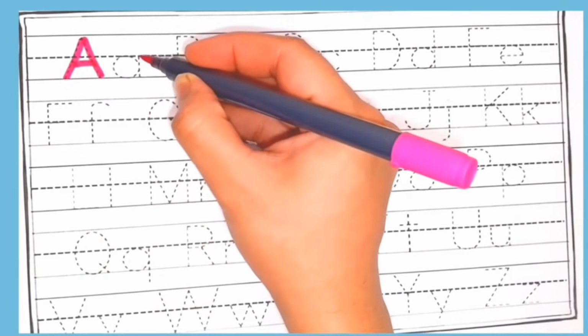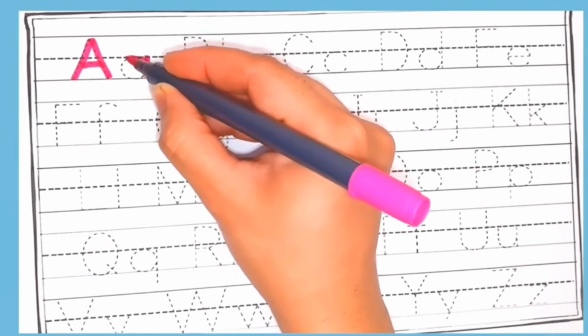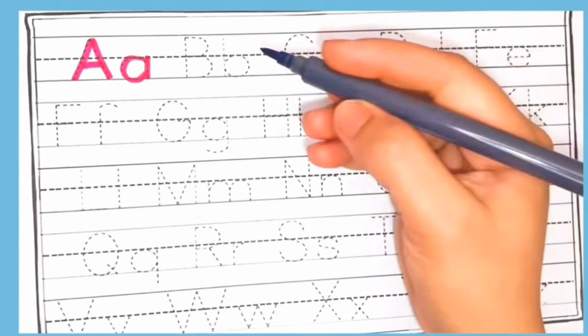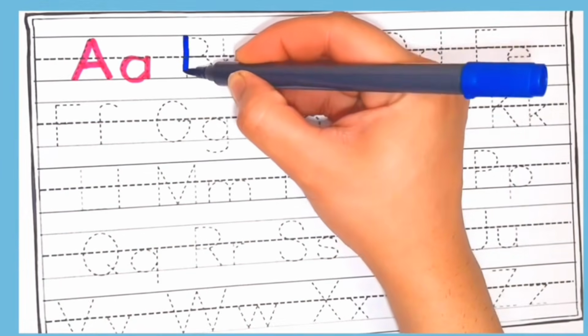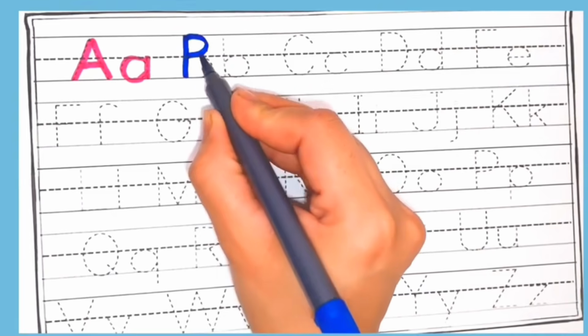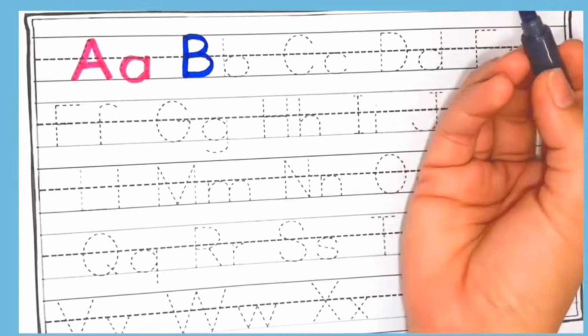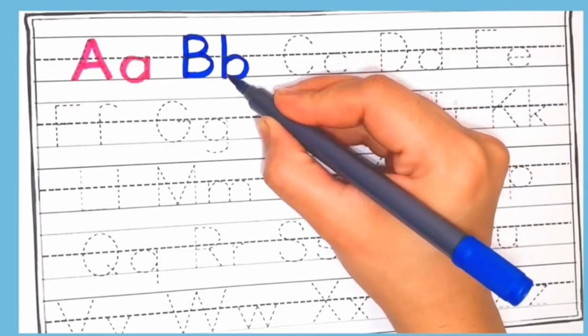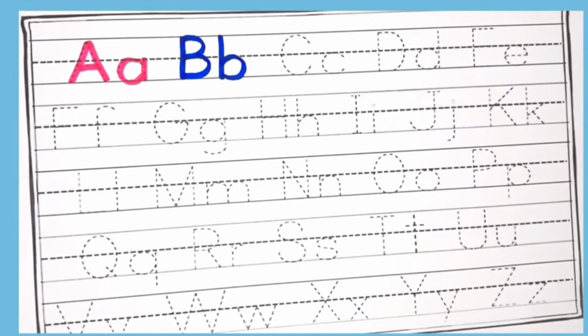Capital A, small A for apple. Capital B, small b, B for butterfly.